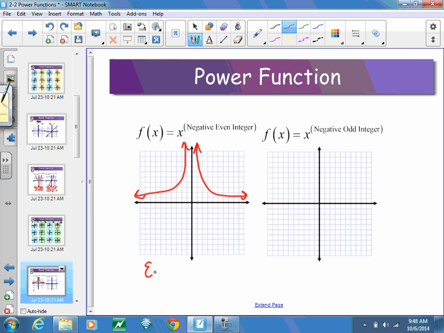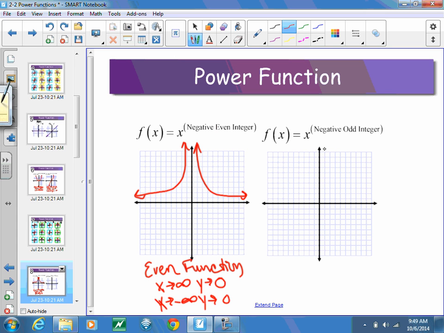This would be considered an even function since it does have y-axis symmetry. And our end behavior, as x approaches infinity, our value of y is going to go towards 0 since we have these horizontal asymptotes along the x-axis. And as x approaches negative infinity, your value of y is also going to go towards 0.